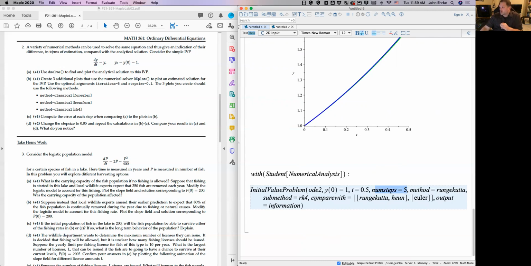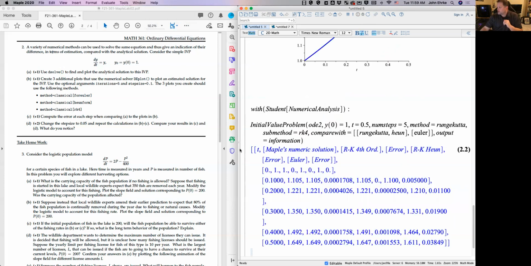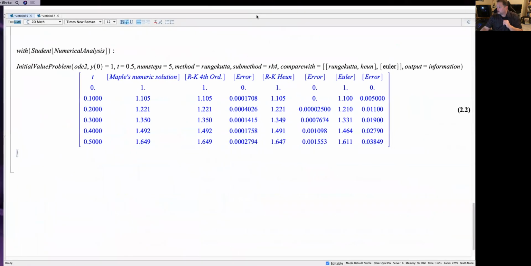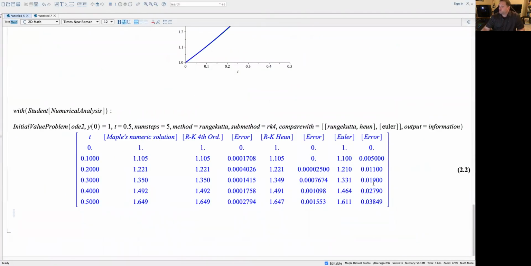And here's the really cool thing. I'm going to compare the results from Runge-Kutta with the results from Heun and Euler, and I'm going to have it output all of this information. If you don't want to refer back to the video, you can just go up here to Maple help, find the InitialValueProblem command, and it'll tell you everything you need to know about it. If I hit enter, I'll make this bigger, it gives me a pretty nice table to look at.